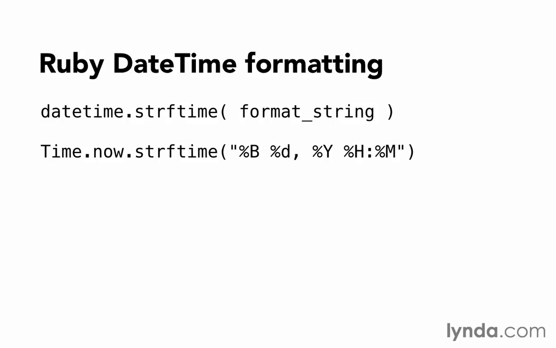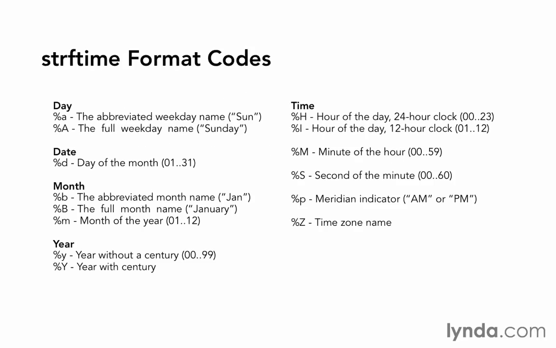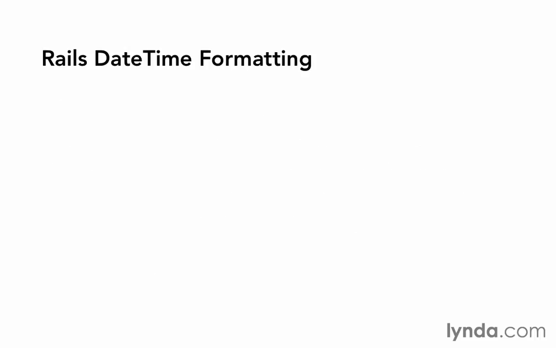Each of those symbols that represent each of those placeholders is called a format code. And these are a standard set of format codes that exist across a number of programming languages, not just Ruby. You can pause the movie if you need to look for a specific format code to help you to write a format string. Rails also offers us some datetime formatting.